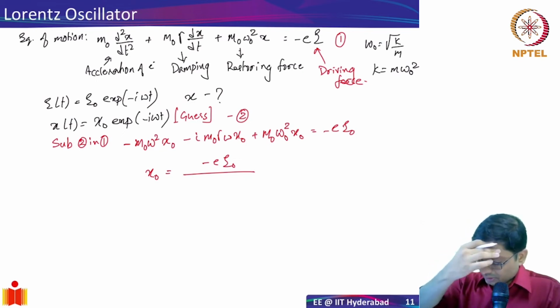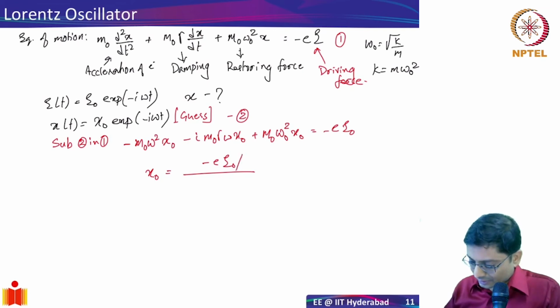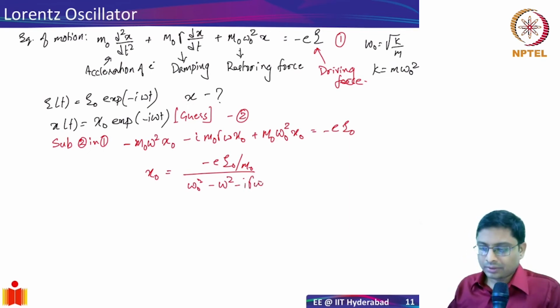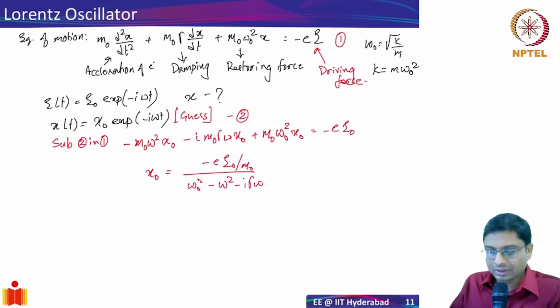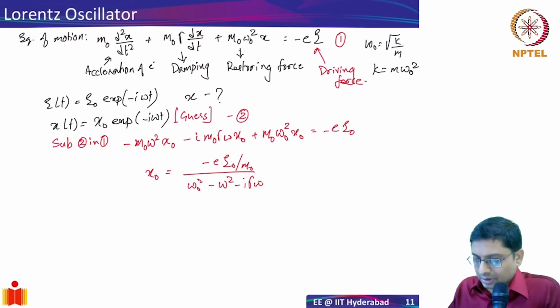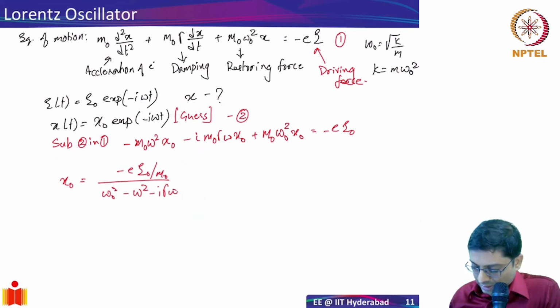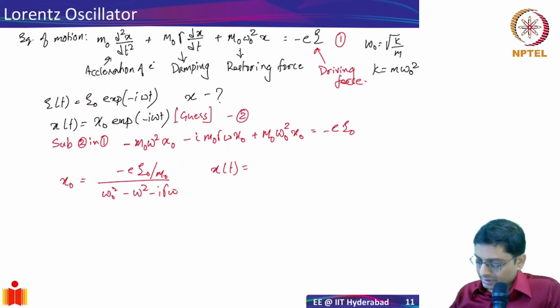So there's also an m naught. I would like to take that as well on the numerator. And so now this is minus omega square minus I gamma plus omega naught square. Okay, so this is going to be omega naught square minus omega square minus I gamma omega. Okay, this is going to be my solution, right? X naught. So if this is my x naught, x of t is going to be this x naught times exponential minus I omega t. This is my solution.